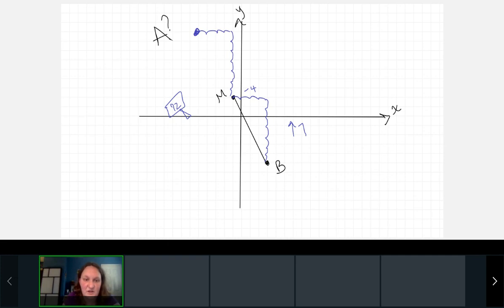So now you just have to figure out what is the coordinate of point A. So you would have to count your blocks. Find the coordinate of A. 1, 2, 3, 4, 5. 1, 2, 3, 4, 5, 6, 7, 8, 9. Left 5, up 9, -5, 9. Same answer we just got before. This does work every time.